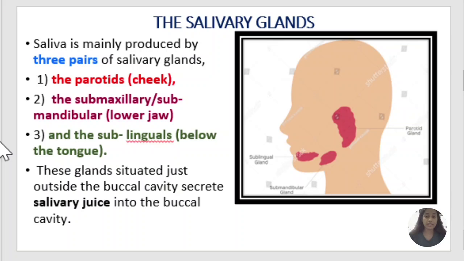In the image, you can see the parotid glands are nearby to your cheek. The submaxillary or submandibular are present in the lower jaw. The sublinguals are below the tongue. So these glands are situated outside the buccal cavity and secrete the salivary juice into the buccal cavity.